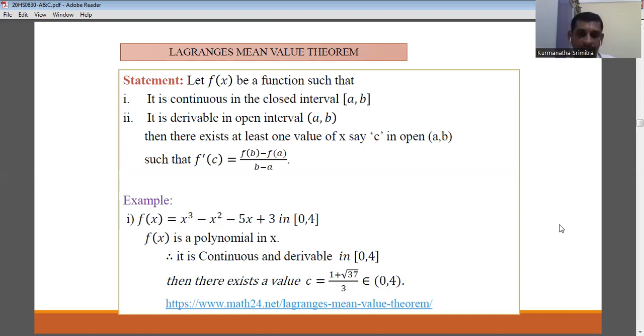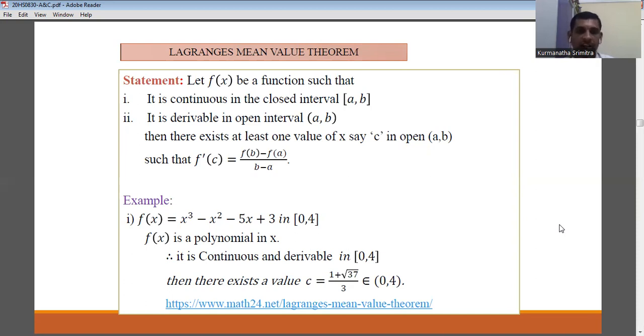Now by Lagrange's theorem, there is a point c between 0 and 4 such that f dash of c equal to (f(b) minus f(a)) by (b minus a). Here a, b are 0, 4 and we have to find the c value. f dash of c here is 3c squared minus 2c minus 5. This is equal to f(b) minus f(a), that is f(4) minus f(0), by 4 minus 0.